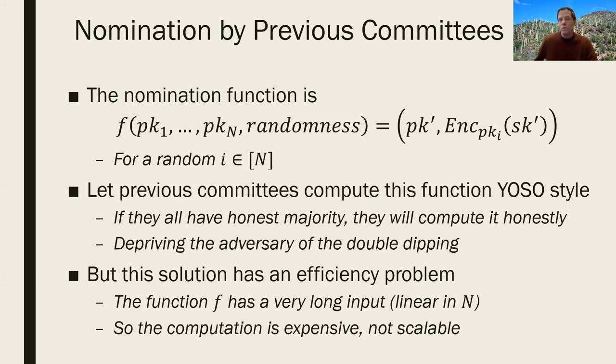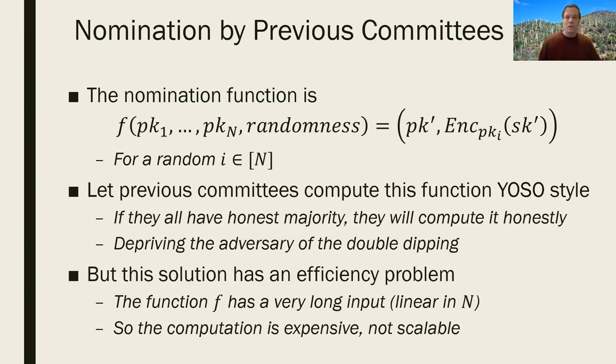And what we're saying now is, instead of having each individual nominator do that, let's make the previous committee compute this function, YOSO style. And as I said, they have an honest majority, so they compute it honestly, and the adversary will not get this double dipping. So that's a nice idea. It just doesn't quite work because it's not efficient enough.